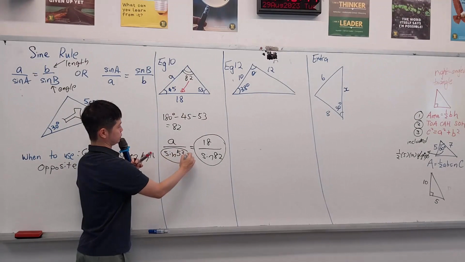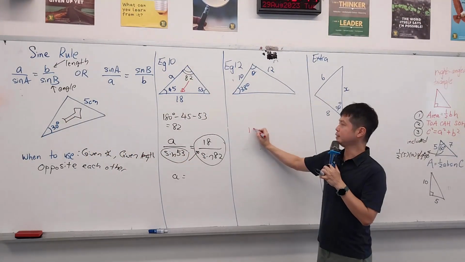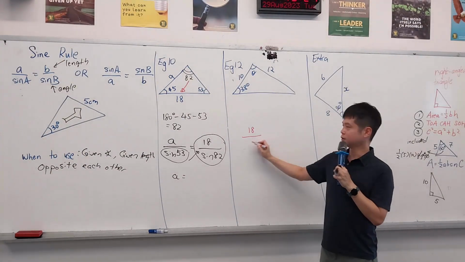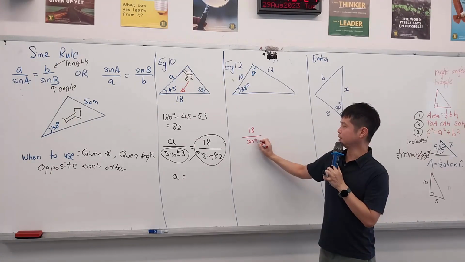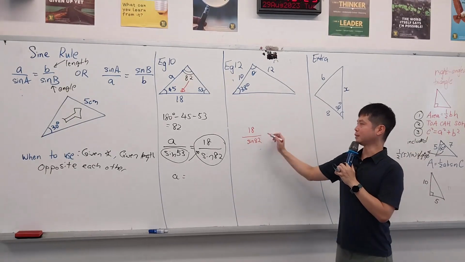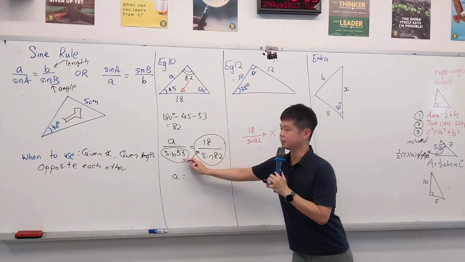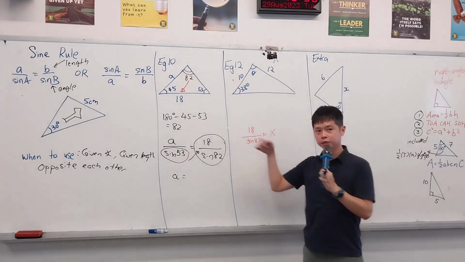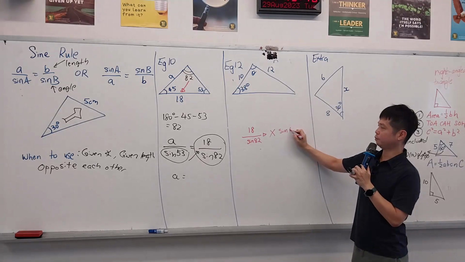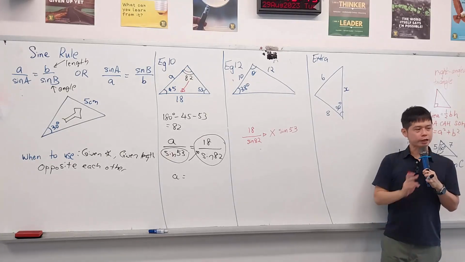And what do you do with this? You cross multiply. You learn in Tuakaso, right? Press 18 over sine 82. Okay, all right, now press the right button. Okay, and then press the times. Because this is at the denominator, I cross multiply, just like Tuakaso, shortcut lah. Sine 53. Okay, do y'all get 14.5?